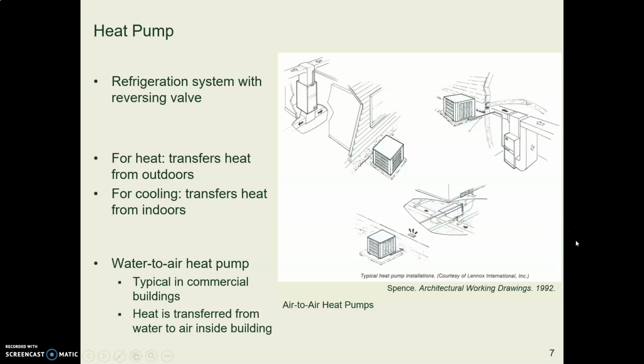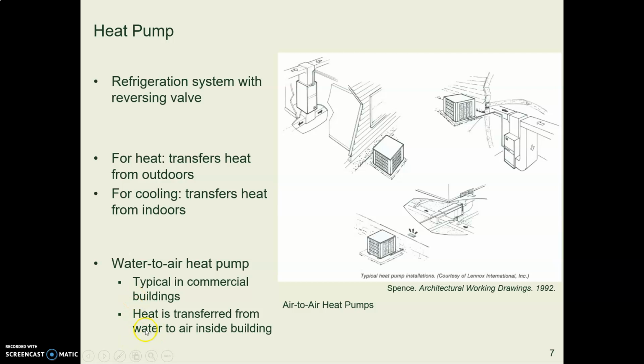A common way of heating something is with a heat pump, which is nothing more than a refrigeration system with a reversing valve. It's like a refrigerator or an air conditioner, same system, and it's got a valve that you can switch from heating mode to cooling mode. And in a commercial building, you often find water-to-air heat pumps.